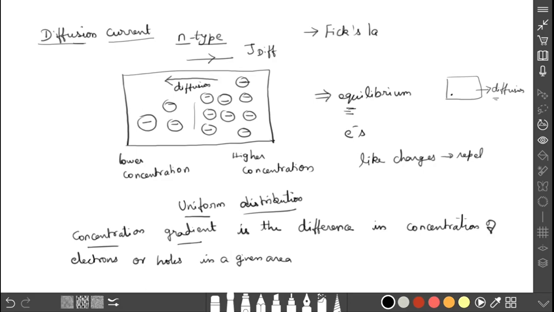Fick's law explains the flux of the diffusion. So that is not required for us. You just remember it does not obey Ohm's law, it obeys Fick's law. That much is enough, right? And now I am going to write the definition for diffusion current. I will write it on the next page.